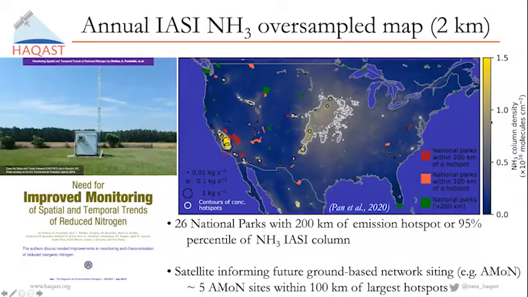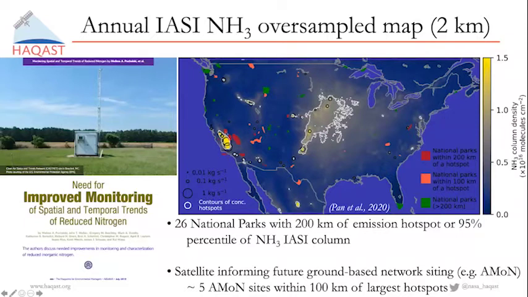So what's shown here is an oversampling of the IASI ammonia, and we've also done this with the CrIS, the Cross-track Infrared Sounder, and they showed generally similar trends in the hotspot regions. But this shows an annual map of ammonia, and then we've linked it to in situ measurements, particularly Rocky Mountain National Park, and look at deposition with back trajectories coming from the agricultural regions.